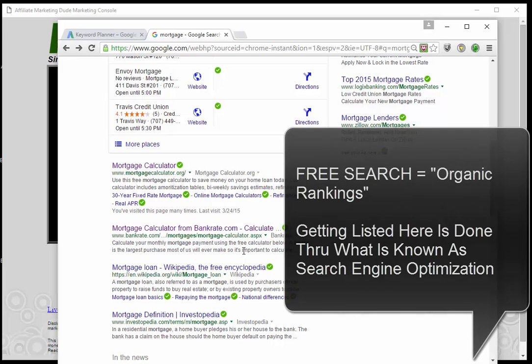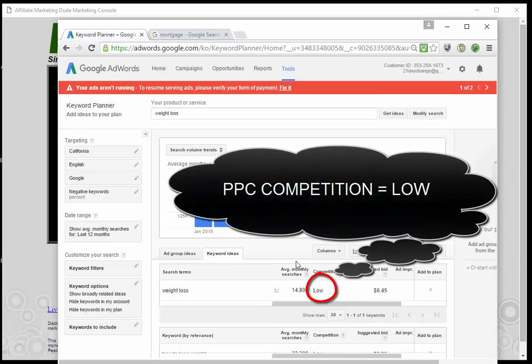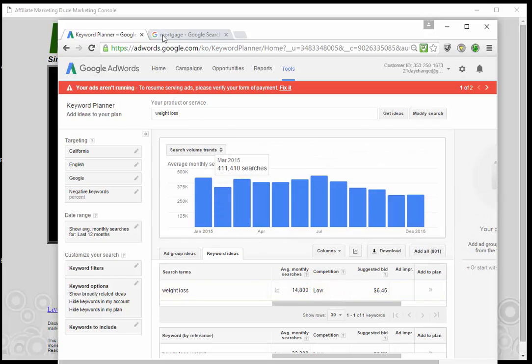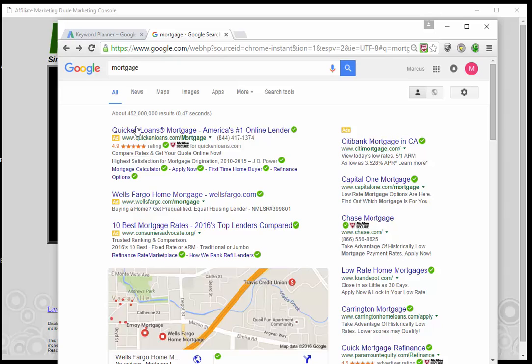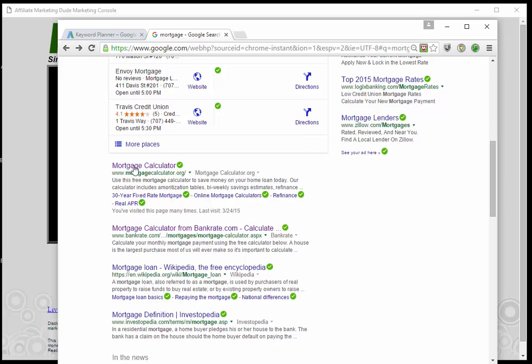Because these are the free search engine rankings. Now, before you get all excited looking at free search engine rankings and saying that's all I want, take a look at the competition, because when it says low here, again, remember, that's talking about paid search. When we're looking at free search, the competition is this number. So that means there's over 452 million people fighting and clawing their way up to get this coveted free ranking for the word mortgage on Google.